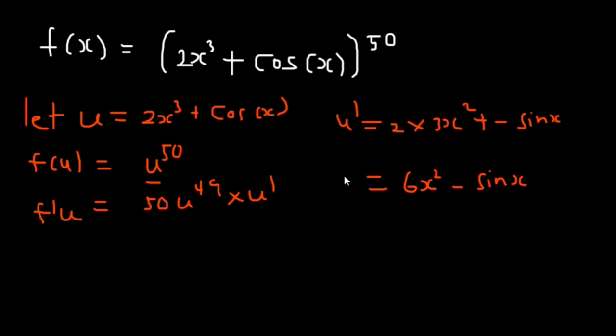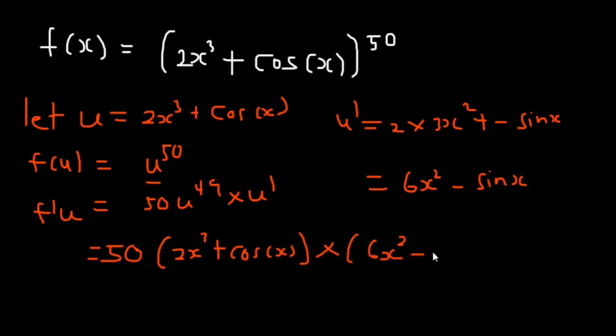Now we know our u prime, so let's put in our values. That is 50 times u, which is 2x to the power 3 plus cosine of x, to the power 49, multiplied by 6x squared minus sine of x. So this is the same expression that I wrote here.